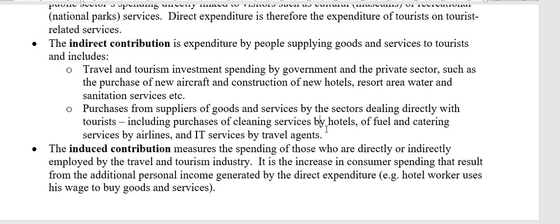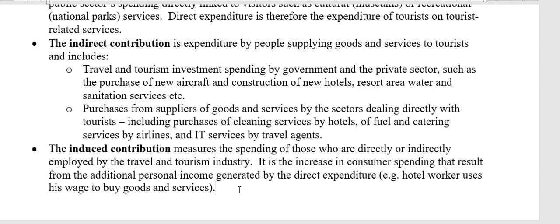Right, and then the last one, the induced contribution, that measures the spending of people that are directly or indirectly employed by the travel and tourism industry. Okay, so it's an increase in consumer spending that results from the income that people are earning through tourism. So for example, there will be a hotel worker. There's a worker that works at reception. That worker is going to earn a wage or a salary providing a service to the tourist industry, and that hotel worker will use that salary to buy consumer goods and services, to pay his kids' school fees, to buy new shoes for his children, to pay his rent. Okay, and that will be the induced contribution.